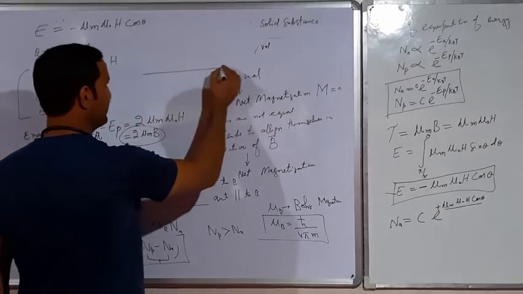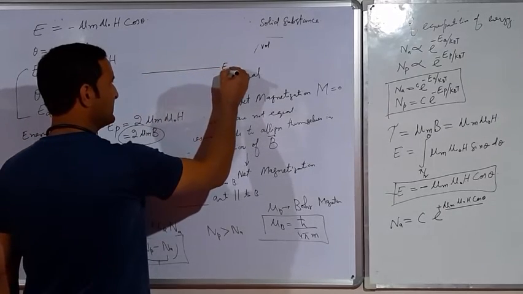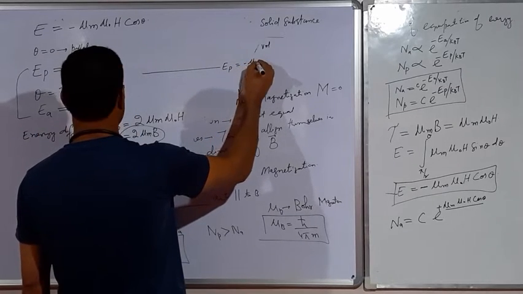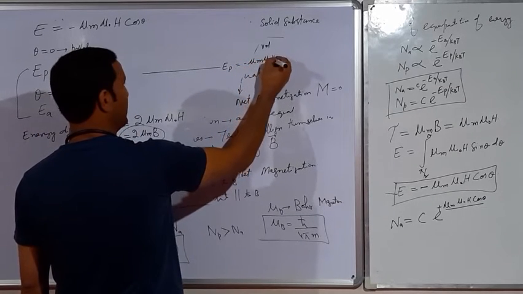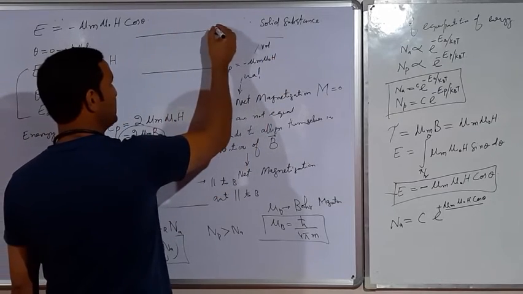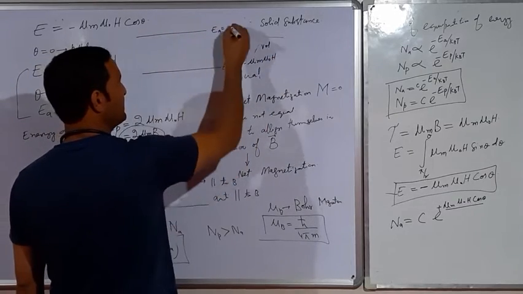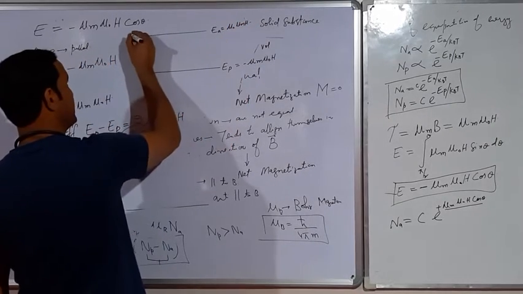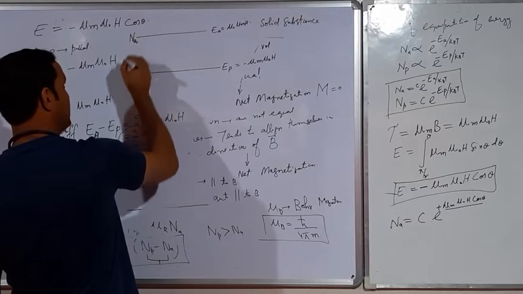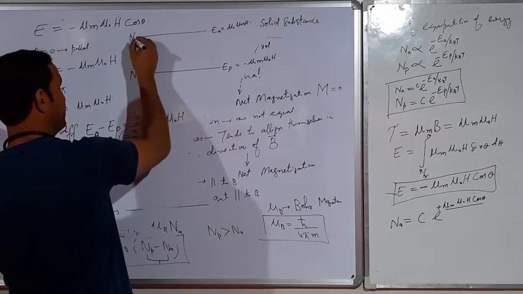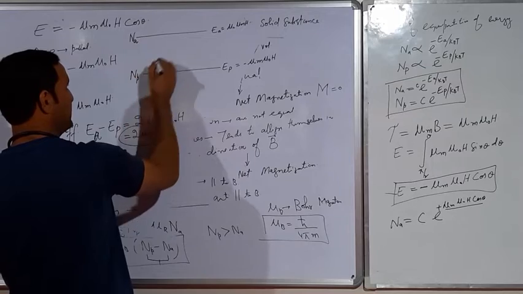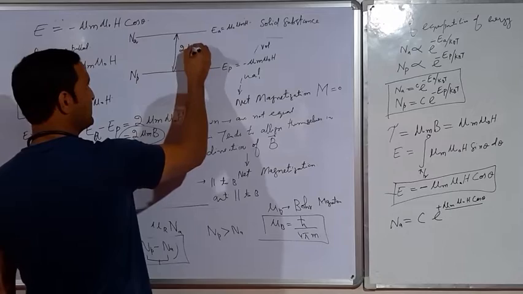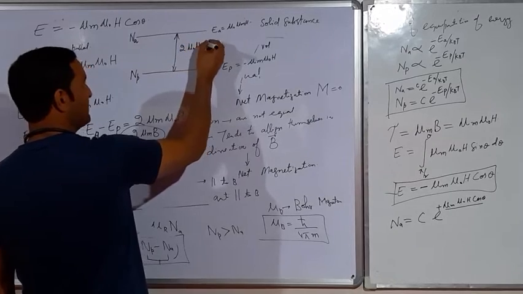Ep will be equal to minus mu m mu naught H. Similarly, Ea will be equal to plus mu naught mu m H. These are parallel and antiparallel. The energy difference between these two will be equal to twice mu naught mu m H.